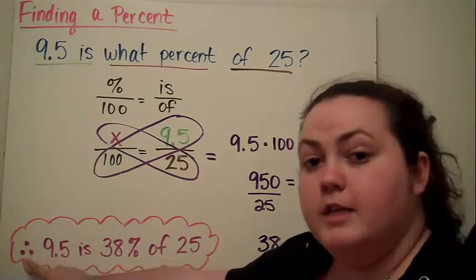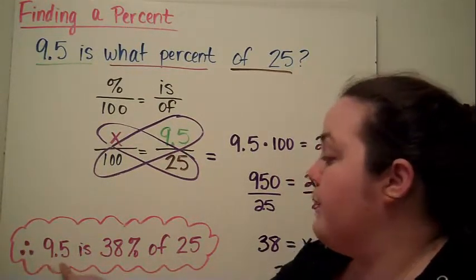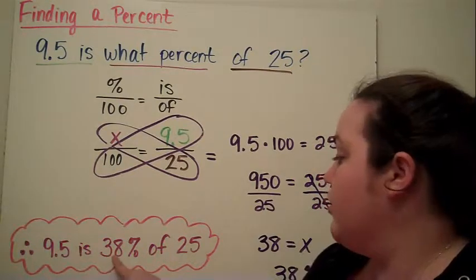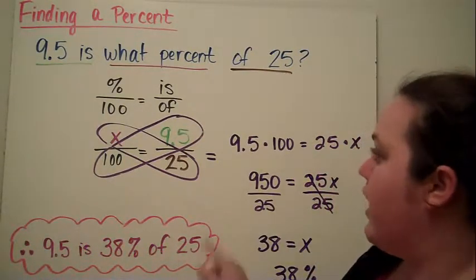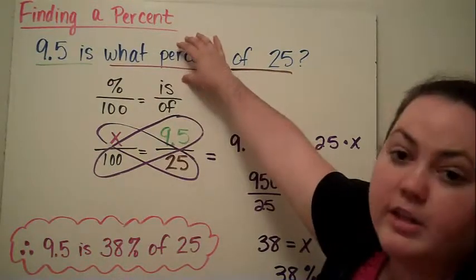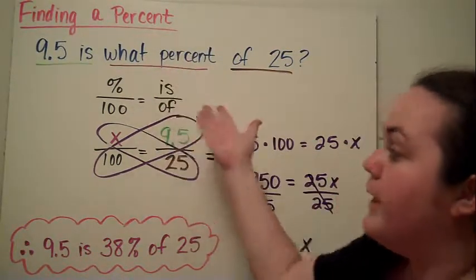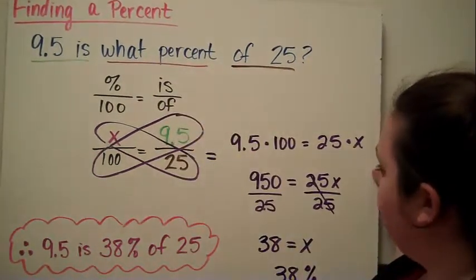Therefore, these three dots mean therefore. Therefore, 9.5 is 38% of 25. I'm going to take that percent and fill it in where I had the what percent. Now I know. Okay.